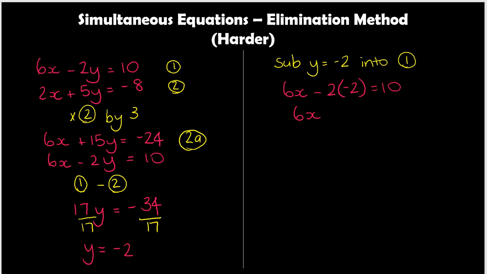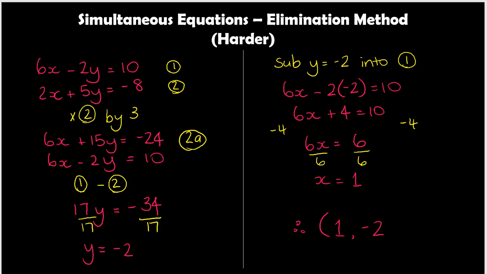Okay, 6x plus 4 equals 10. And now solving as normal. Then write your final answer as a coordinate. Remember, we need to be making connections between our graph, our equations, and our coordinates.